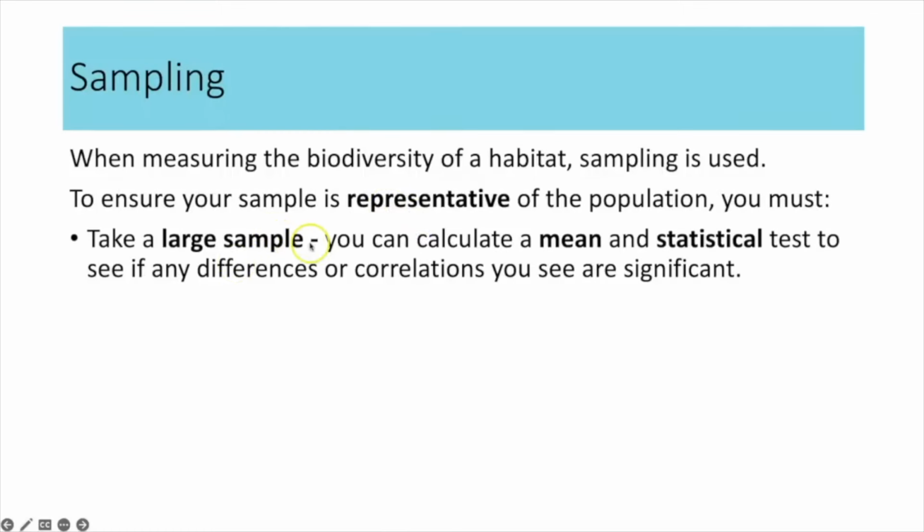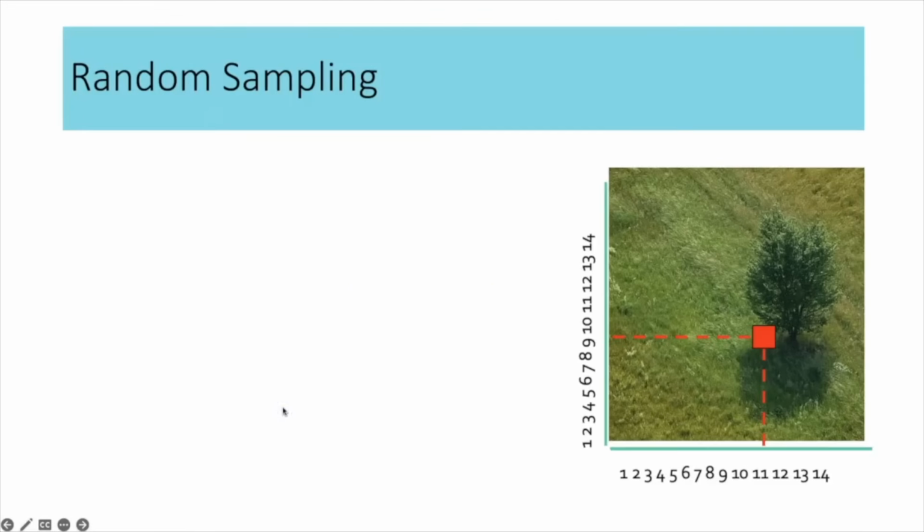And that is also going to be useful because you can then calculate a mean, do a statistical test on it, and that will tell you if any of the differences or correlations you see are significant. You should also randomly sample to avoid bias to make sure that your sample is representative.